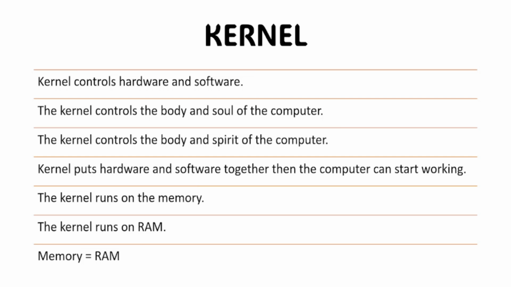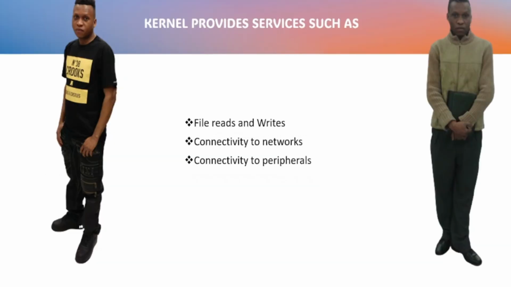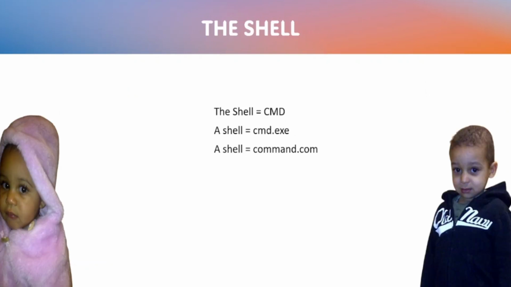Memory equals RAM. If in case you don't get it, when you watch my A+, it's a part of A+. You're gonna understand, because in A+ we have hardware and software. But if you watch the part on hardware, you're gonna understand. Now the kernel provides a service such as file read and write, connectivity to a network.